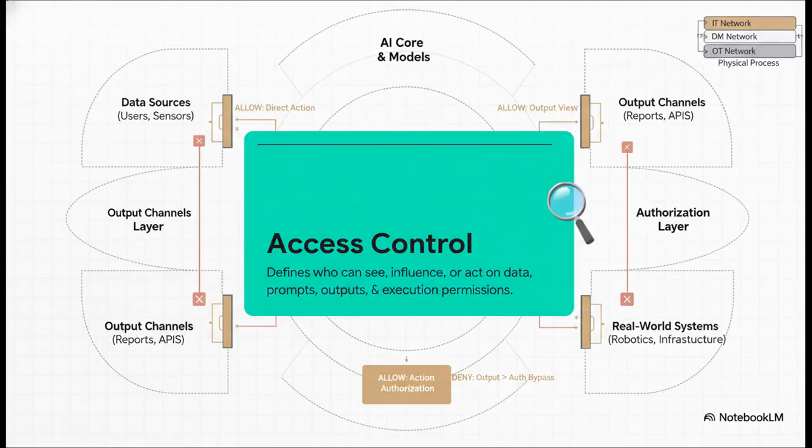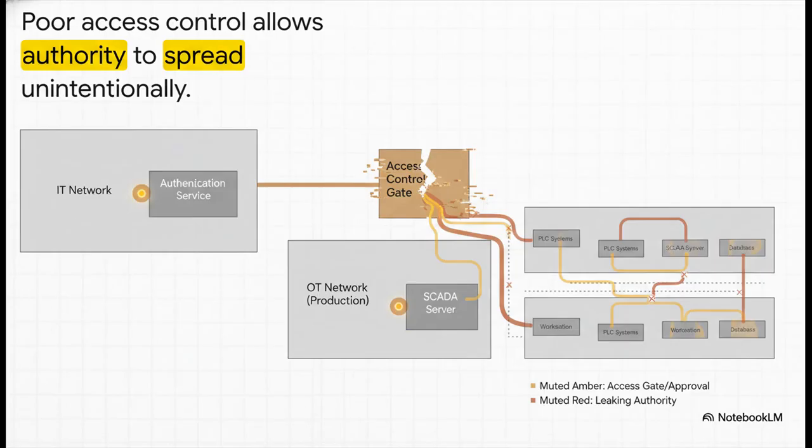Now, at the very heart of this map is a pretty simple idea: access control. It's basically the rulebook that governs every single interaction. Who gets to feed data to the AI, who is allowed to see what comes out of it, and maybe the most important question of all, who has the authority to let the system take an action in the real world? If you get this wrong, you've got a massive problem on your hands.